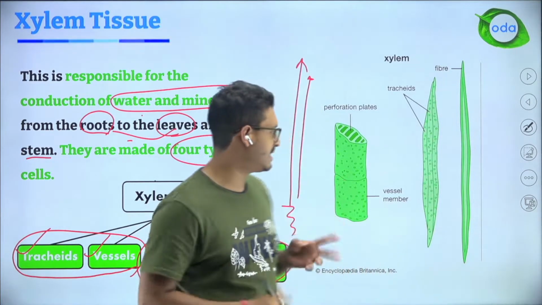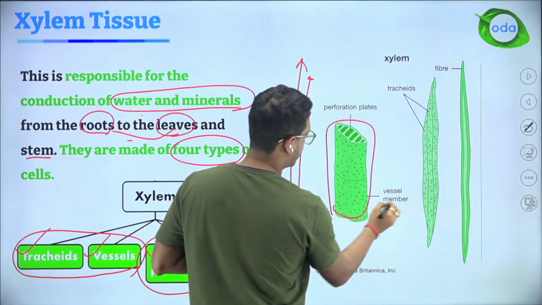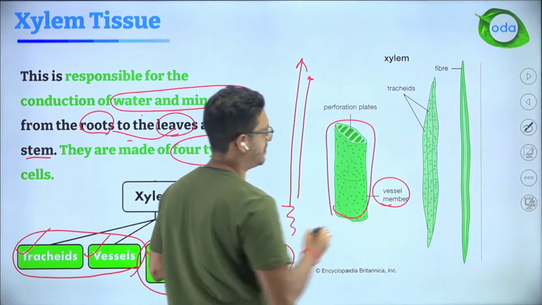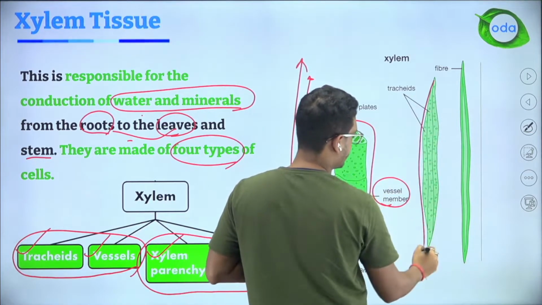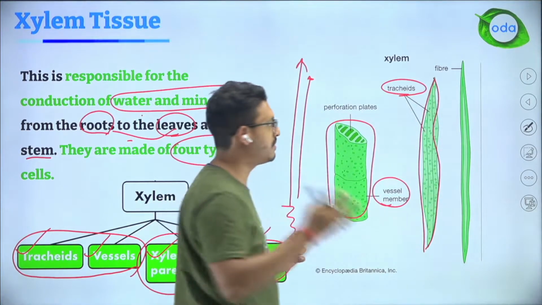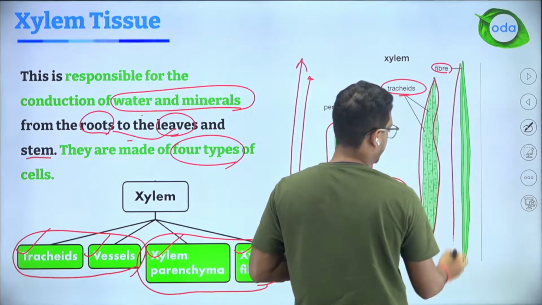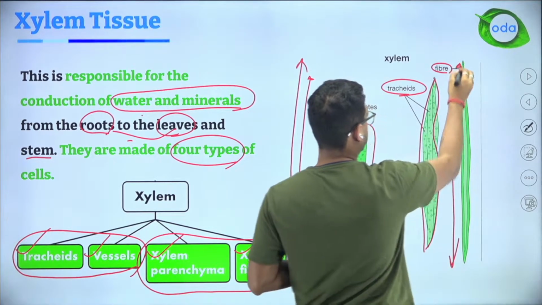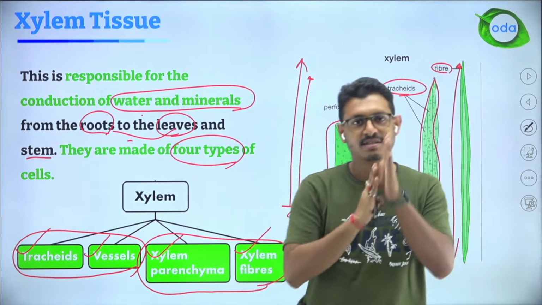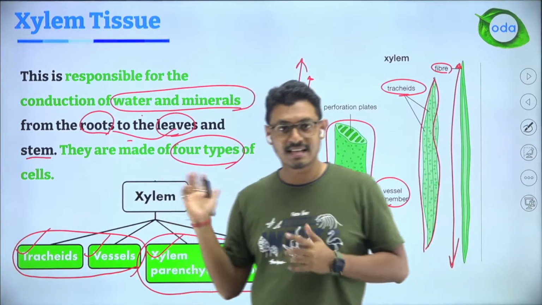Let's have a look at the diagram, what they actually are. As you can see, this structure right here, that is your vessel member, whereas the tracheates are kind of like spindle-shaped structures that support and allow the movement of material from one to another. Xylem fiber, on the other hand, is the most elongated part of it, and it majorly helps support the entire structuring of xylem together, because there are multiple different types of cells in this tissue.